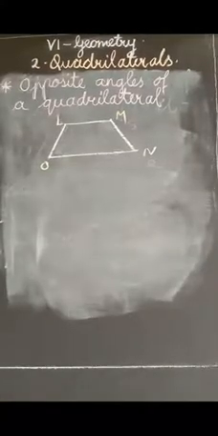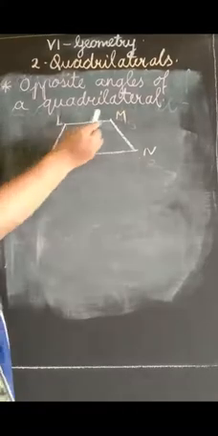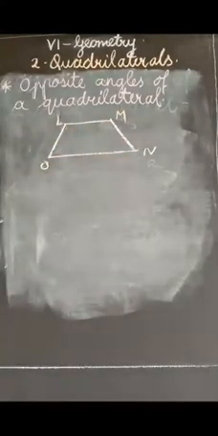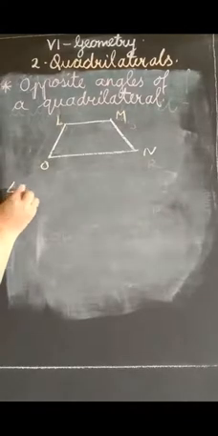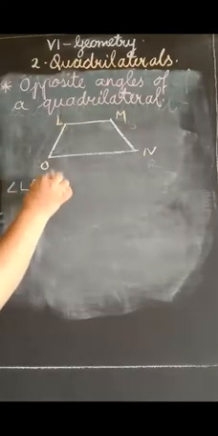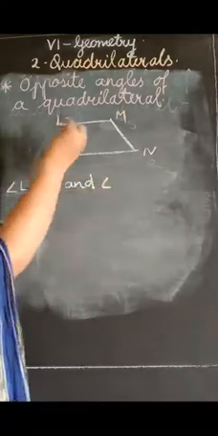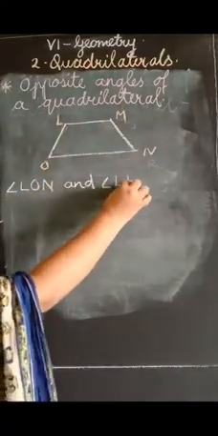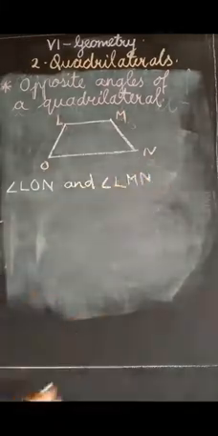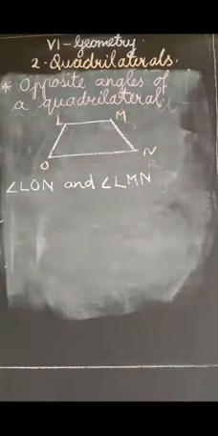So now let's begin with the new point, that is opposite angles of a quadrilateral. On the board we have quadrilateral LMNO. Now I will take one of the angles, angle LON, and angle LMN. Now in these two angles, are you getting a common side? No, we are not getting a common side or arm.